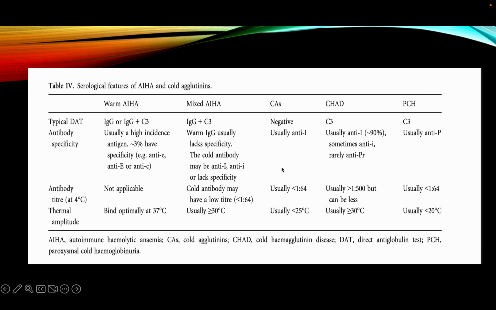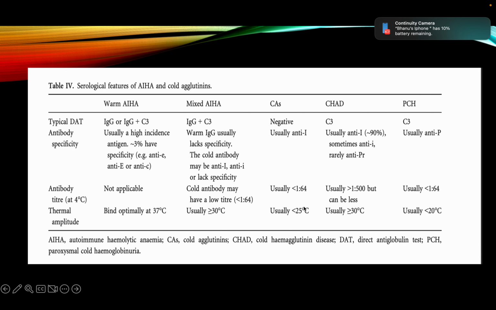So in this, cold agglutinins will be positive, and it is usually an anti-I antibody, and generally the titer will be less than 1:64. And usually they have thermal amplitude less than 25. I already told you, to cause autoimmune hemolytic anemia, cold hemagglutinin disease, that is cold autoimmune hemolytic anemia, the thermal amplitude should be more than 30 degrees or at least more than 25 degrees in these cases.